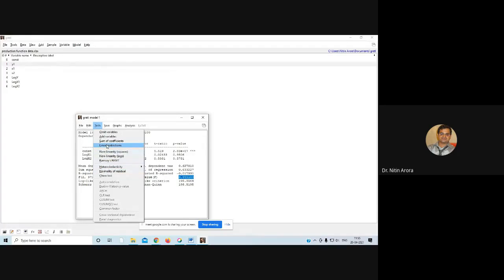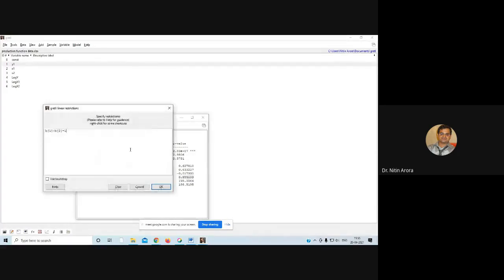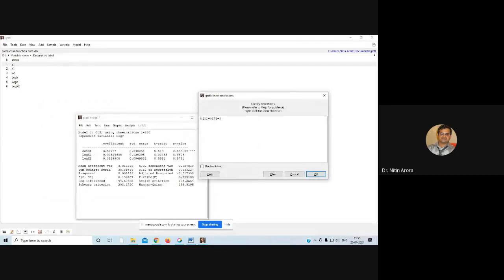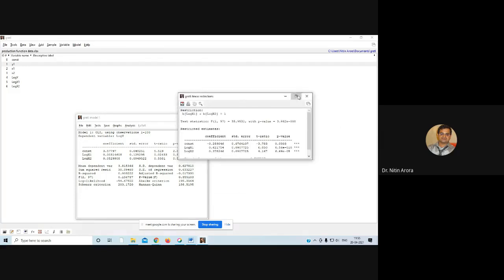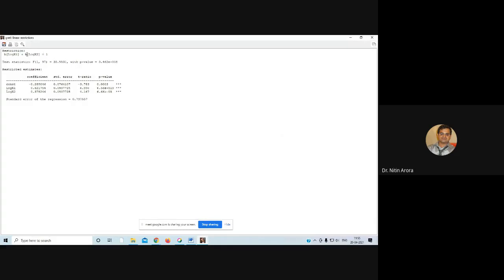Test linear restrictions. Sorry, the constant will be your b1. First coefficient will be b2, b3. So b2 plus b3, we have to test. b2 plus b3 is equal to unity. We want to test. Click OK. This is the restriction which we have to test.